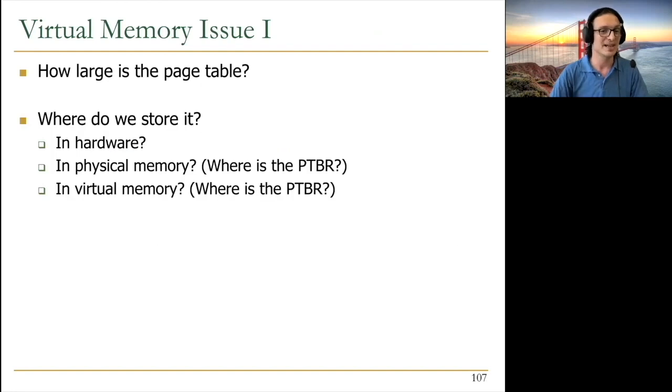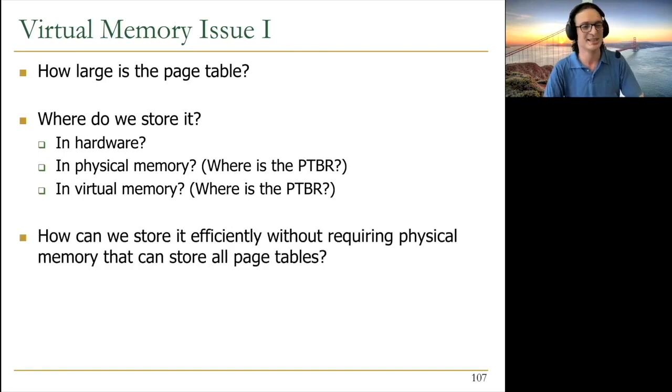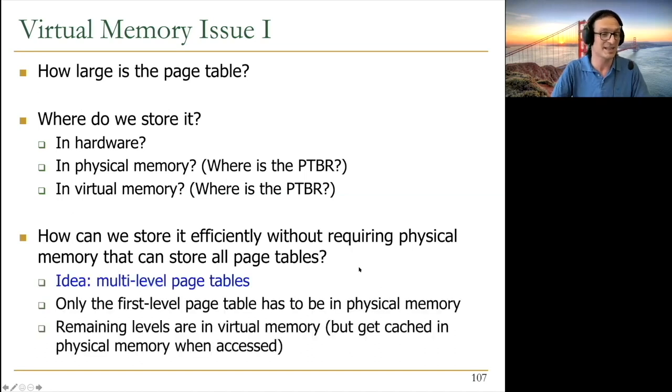So issue one is, how large is the page table? Where do we store it? In hardware, physical memory, virtual memory? I think we've already discussed these questions. With multi-level page tables, part of the page table is in physical memory, and the rest is in virtual memory, and some of it is not allocated also. And how can we store it efficiently without requiring physical memory that can store all page tables? And the idea is multi-level page tables, as we have discussed, right?